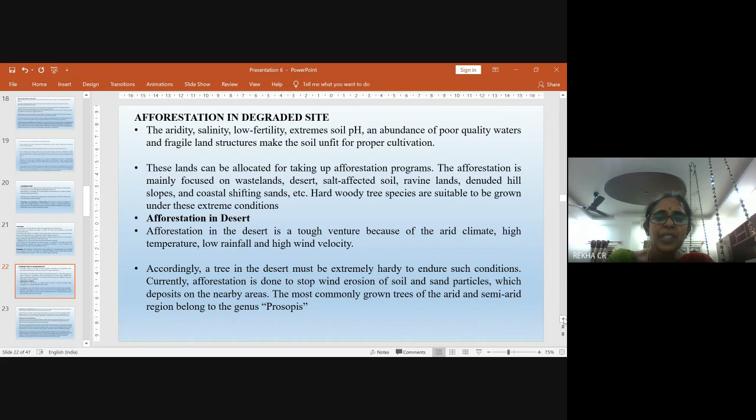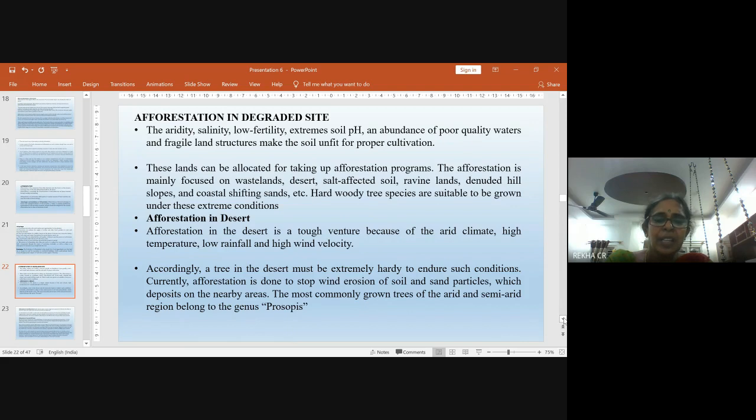So afforestation is mainly focused on wastelands, desert, salt affected soil, ravine lands, then coastal shifting sands, etc. Under these circumstances or extreme conditions, the tree species whose wood is very hard can grow. So afforestation can also be practiced in desert.